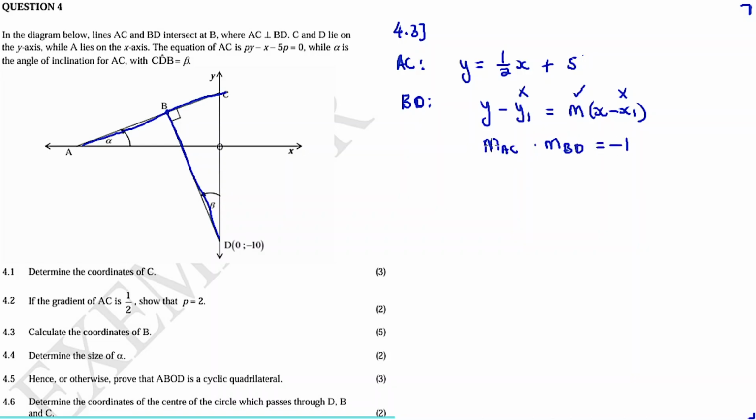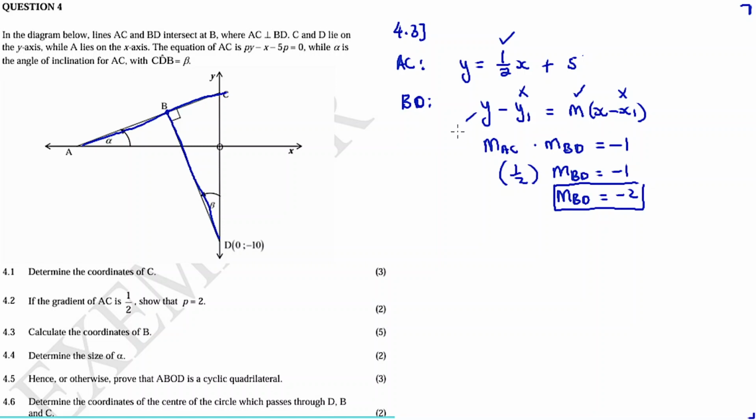So the gradient of line AC multiplied by the gradient of line BD should give -1. What is the gradient of line AC? It's a half. A half times mBD is equal to -1. Divide both sides by a half, and we get -2. This is the gradient of the line BD.